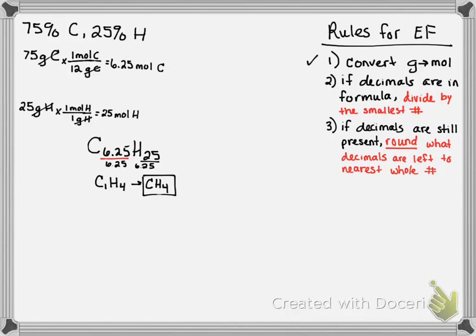If we had divided by all of these numbers and we still had decimals in our formula, from there it would be okay to round. But because we didn't, we ended up with all whole numbers, we can stop at step number 2.